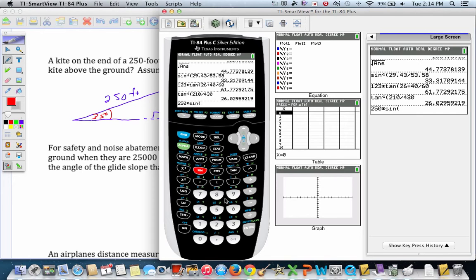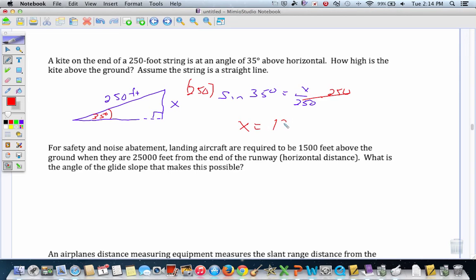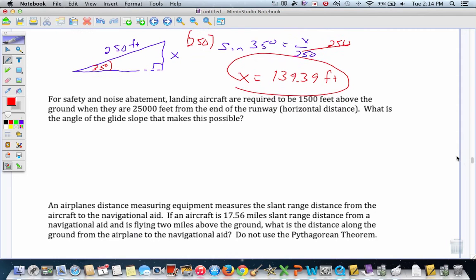Plugging that into our calculator, we have 250 times the sine of 35 degrees, and that gives us the height is 143.39 feet. So our kite is about 139 feet above the ground.